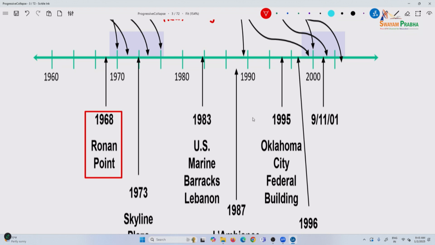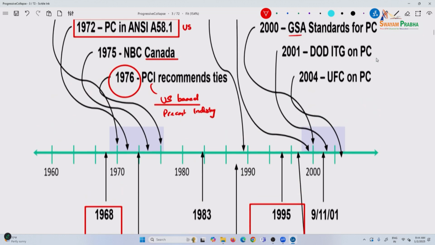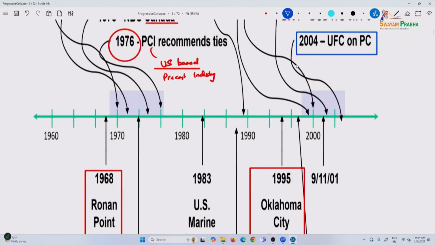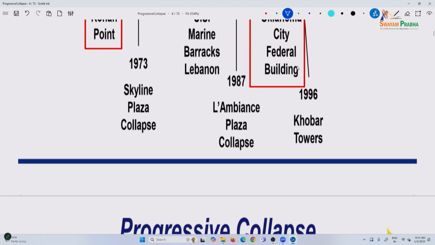This is about 3 or 5 hours from where I live. So in this city, this was a huge event at that time. That led to government building protections in 2000, so that's hardly 24 years ago. And there are other developments which finally led to what is now available, the 2004 UFC. We'll talk about that also. So this tells you a little bit of the timelines.